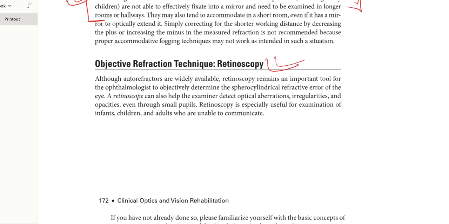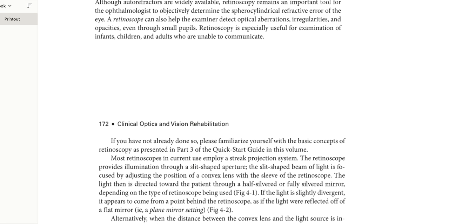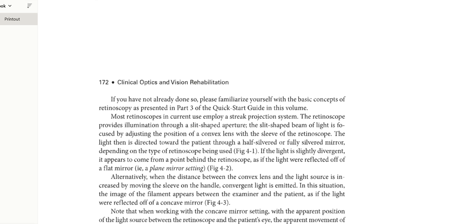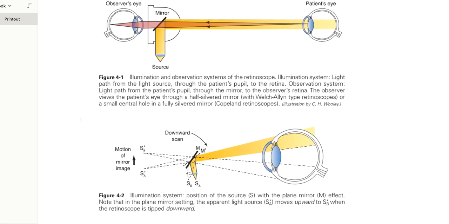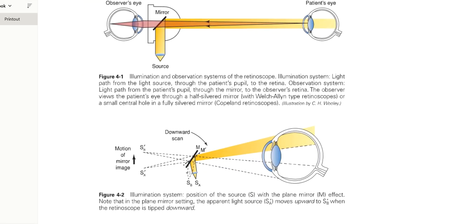Retinoscopy, you have to read the whole retinoscopy topic. Most retinoscopes use a streak projection system. An important point. Please read what is written under the diagrams.